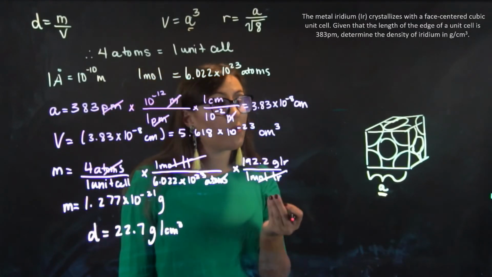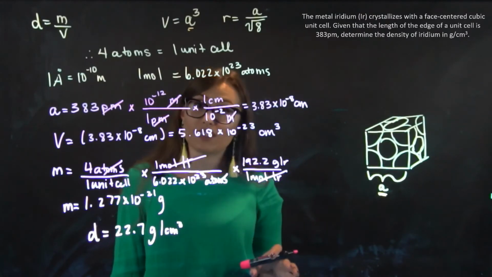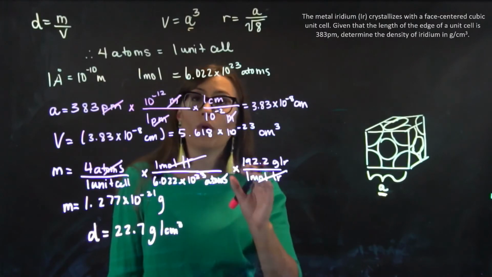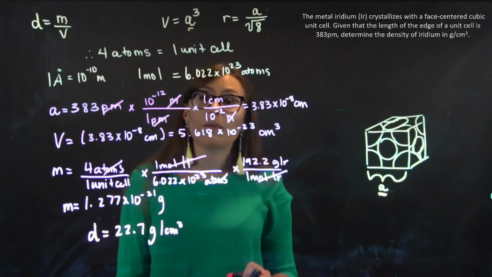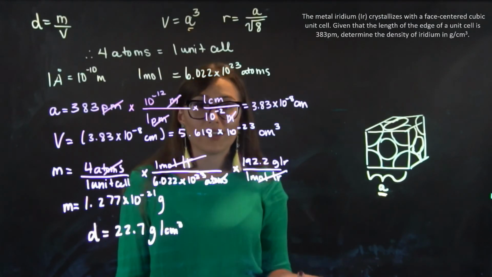It's very important when approaching these problems that you understand how many atoms are within a unit cell, because that's going to allow you to use the appropriate conversion factor. Once you know that, you can manipulate the following equations to determine the variable that you are looking for.